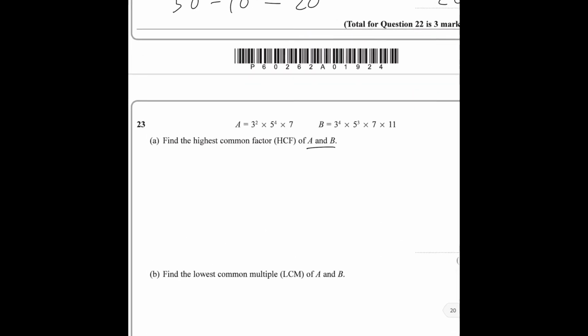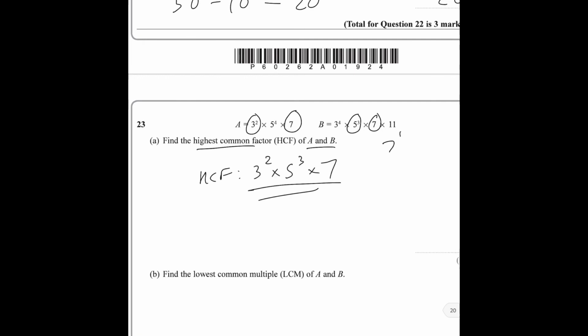Next question is talking about the highest common factor of A and B. For the highest common factor, we're just going to take the lowest power of each common value. So 3 squared is the lowest, 5 cubed is the lowest, 7 to the power of 1 is the lowest. We don't take 11 since there's nothing common in 11 with A. So the HCF will be 3 squared times 5 cubed times 7, since they're all common with each other.